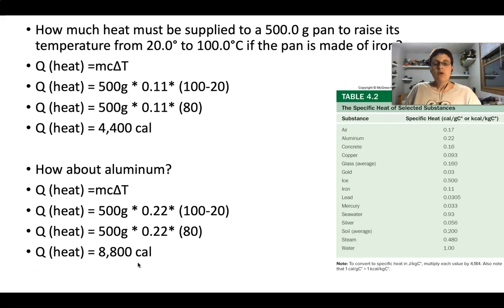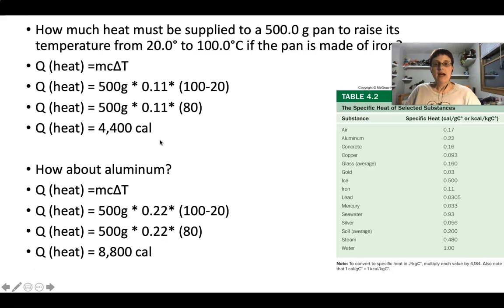So the last question on this slide was, which pan would heat up first? And the way you figure that out is you're looking for the pan or the object that requires the least amount of heat. Whichever one requires the smaller amount of heat to do the temperature increase, that one's going to heat up fastest. And so in this case, it's going to be the pan made out of iron, because it only requires the 4,400 calories.